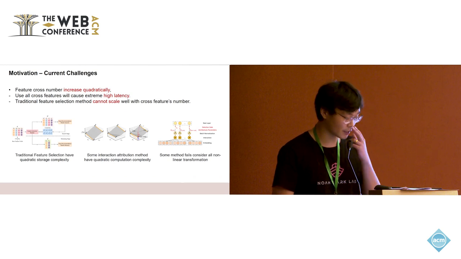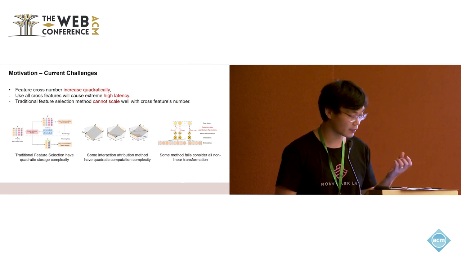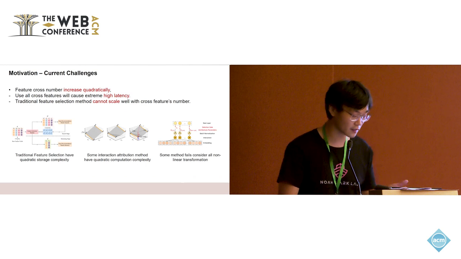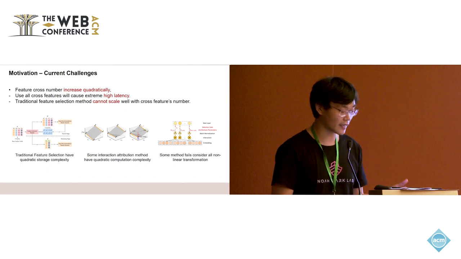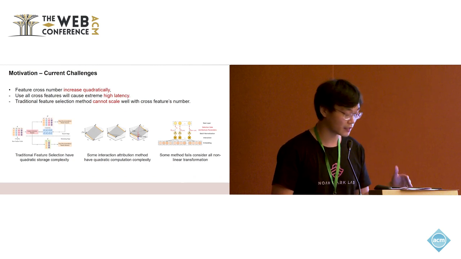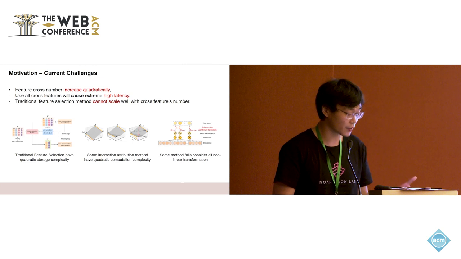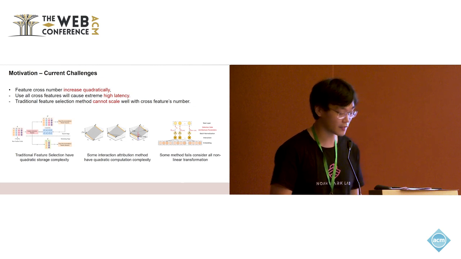But the feature cross number increases quadratically with the single feature number. If we want to use all features online, it will cause extremely high latency. And the traditional feature selection methods cannot scale well with the cross feature number. For example, if we use traditional Pearson correlation or AutoField proposed two years ago, then you need to construct all possible feature crosses on your disk, then you can do a selection. And some other interaction attribution methods like Archipelago need to do n squared evaluations. This is also very time consuming.